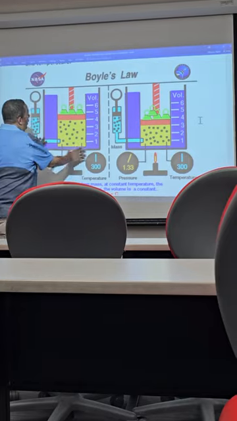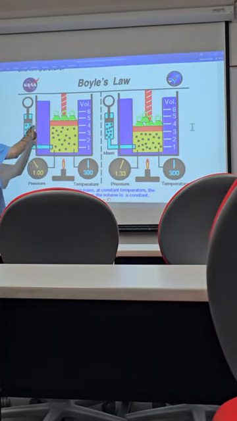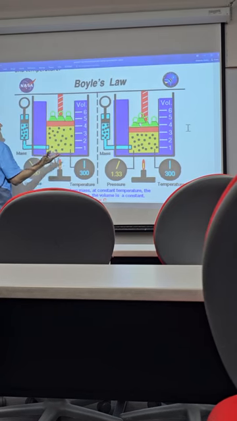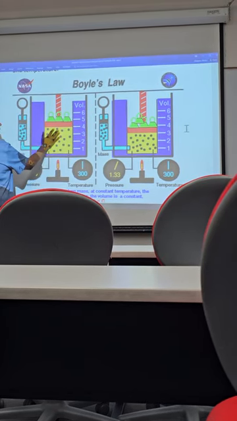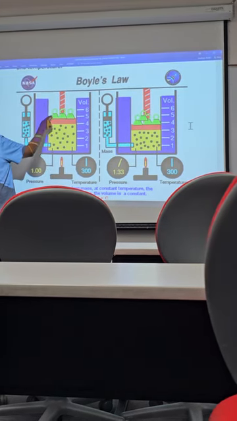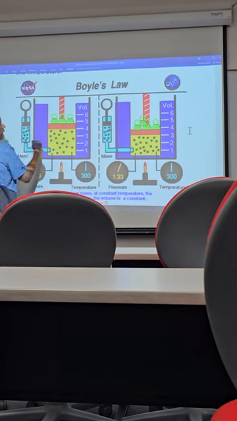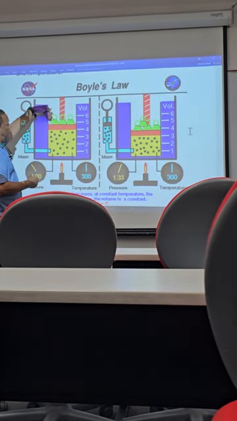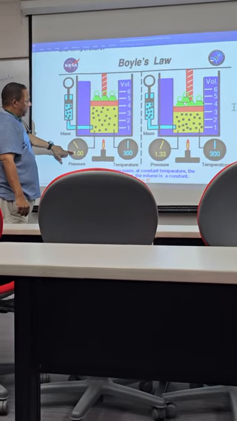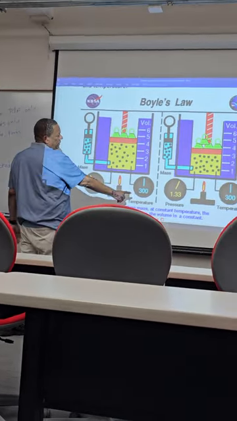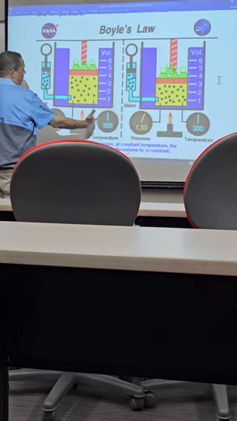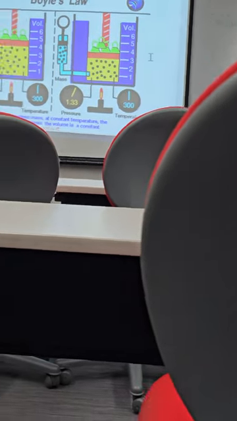For example, take a look at this picture. You will see that this is like a small container or a cylinder. In here there is a gas. This represents the piston, and above the piston there are weights that represent the force acting on the gas. This is the pressure, and this is the temperature. In both cases they will be constant, and the mass as well.